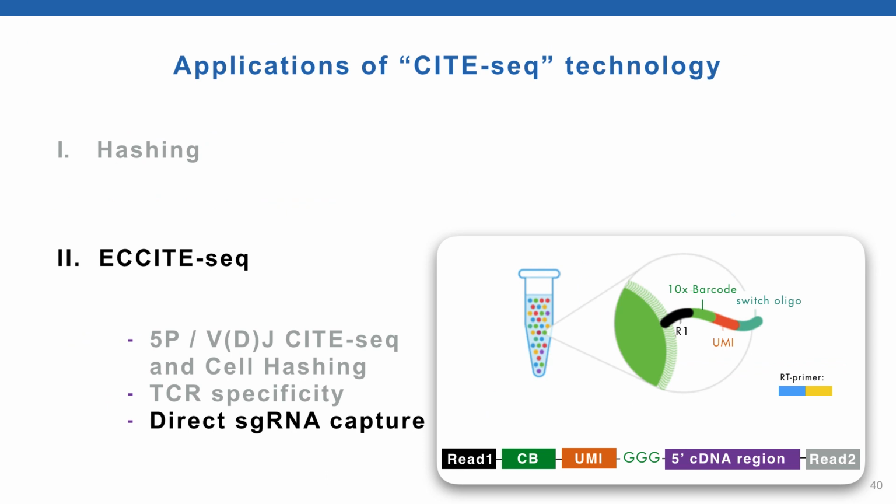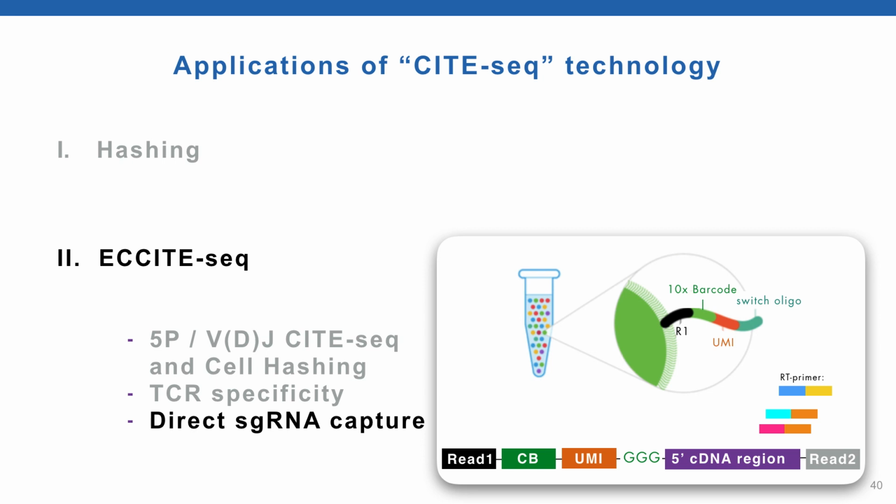So the final application that I want to talk about of ECCITE-seq is in direct guide RNA capture. As I mentioned previously, with the 10x 5' kit, it's the template switch oligo that is appended to the gel beads, whereas it's the RT primer that is free floating in solution. You just add that from a tube when you set up your reaction, and there's no reason you can't add some extra primers as well. And that's exactly what we did. So, different primers here that will bind different things with a different handle if you want.